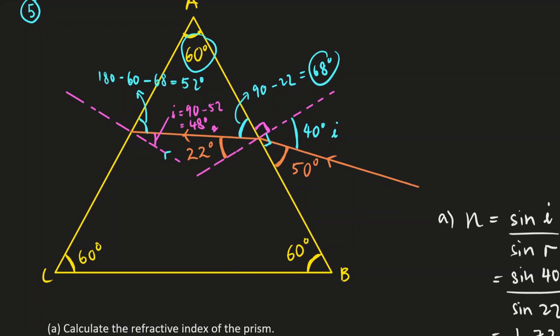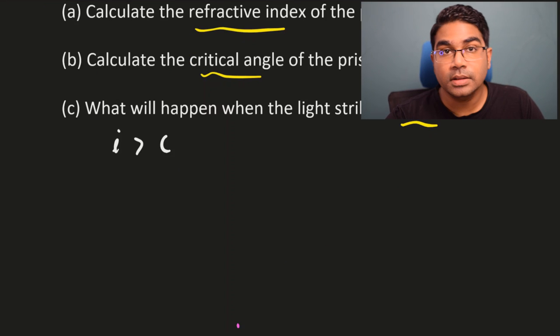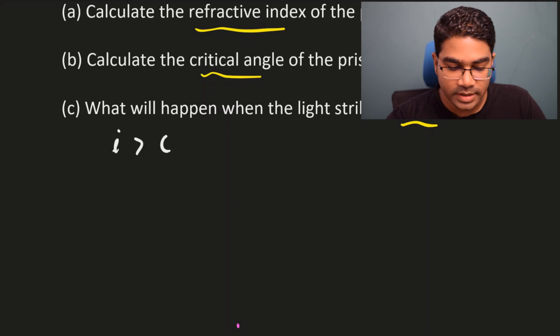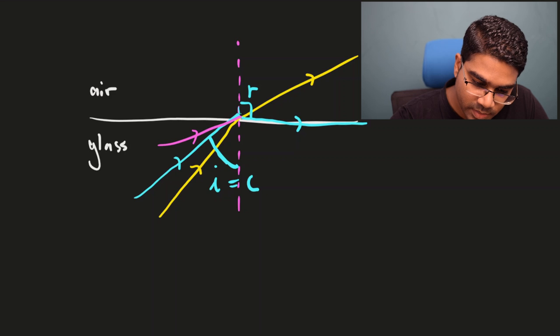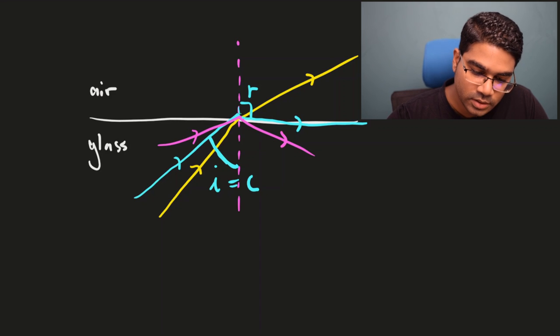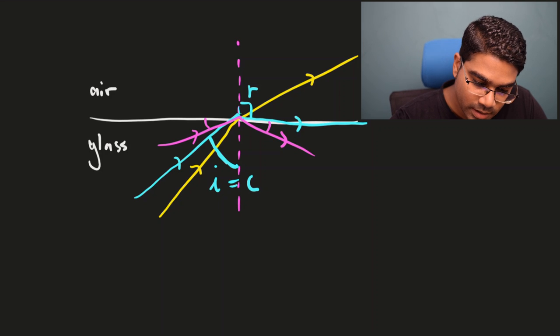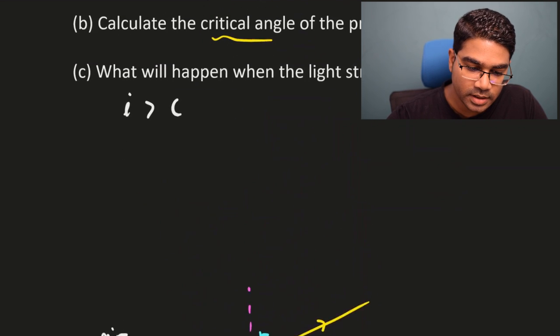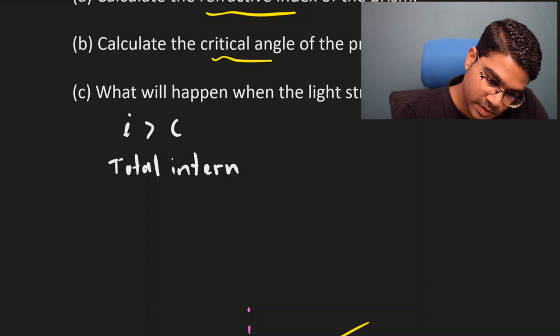So here the incident angle is greater than 35.5. The incident angle is greater than the critical angle. So what will happen when the incident angle is greater than the critical angle? When we go up even further, what we get is total internal reflection.